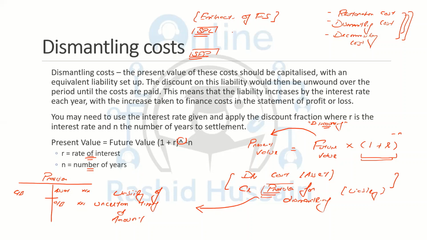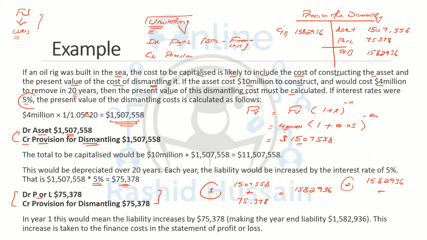So remember, in the statement of profit or loss, there will be two things. The first is the finance cost. And you know that this figure is actually the unwinding figure, debit profit or loss, the finance cost.